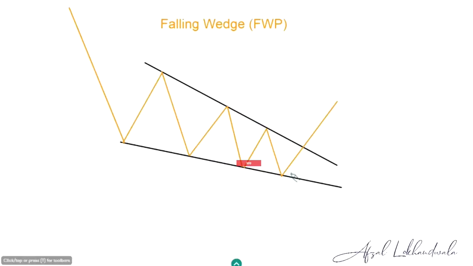We call it FWP. Now here, if you look at the highs, we are seeing lower highs. If you look at the lows, we are seeing lower lows. This is similar to a descending triangle pattern, except that in a descending triangle pattern, this line which used to connect all the lows was a horizontal line, but in a falling wedge pattern, this is a downward sloping line instead of a horizontal line.